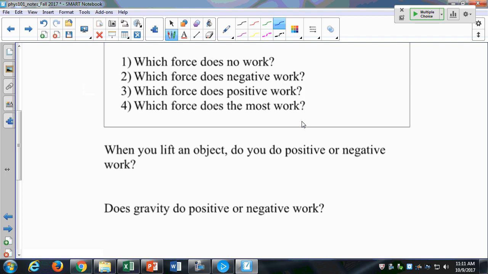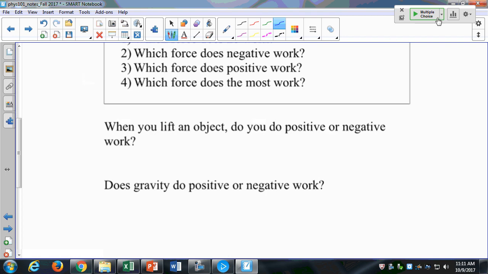Okay, when you lift an object, do you do positive or negative work? A positive or B negative. When you lift an object, you take an object, you apply a force to it, do you do positive or negative work?